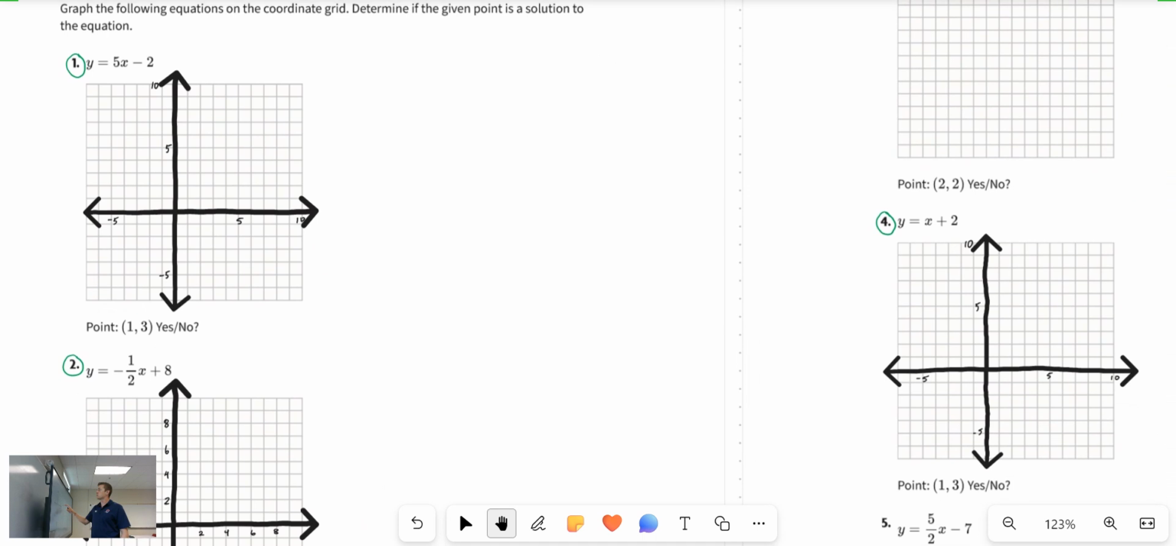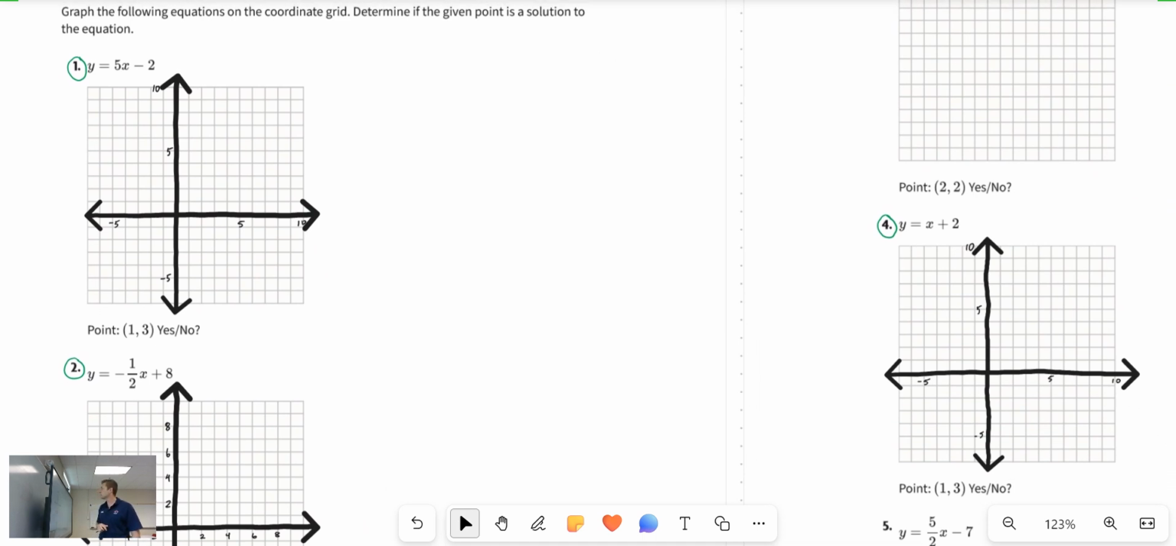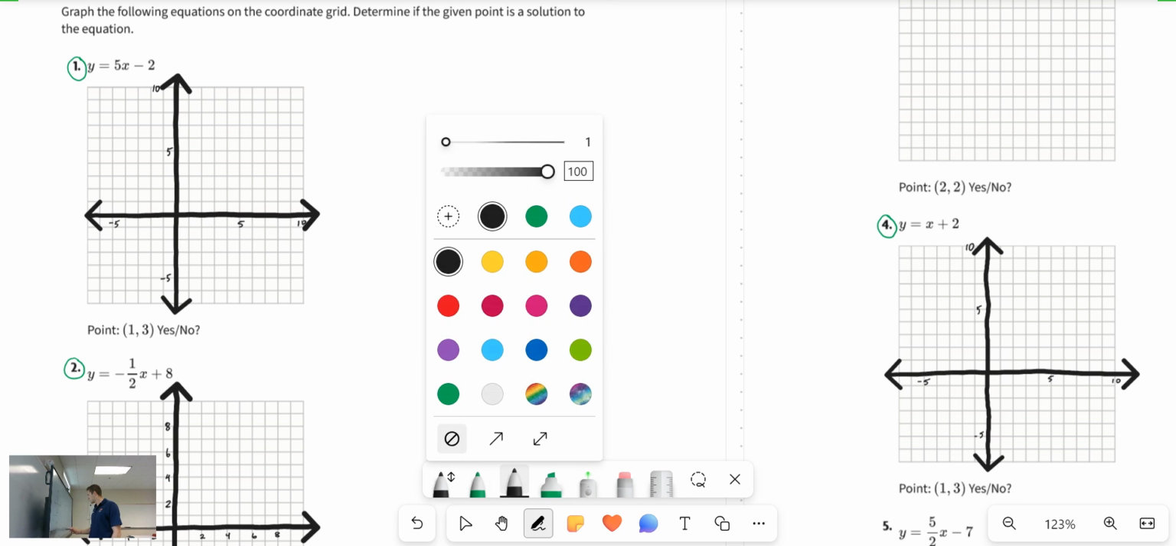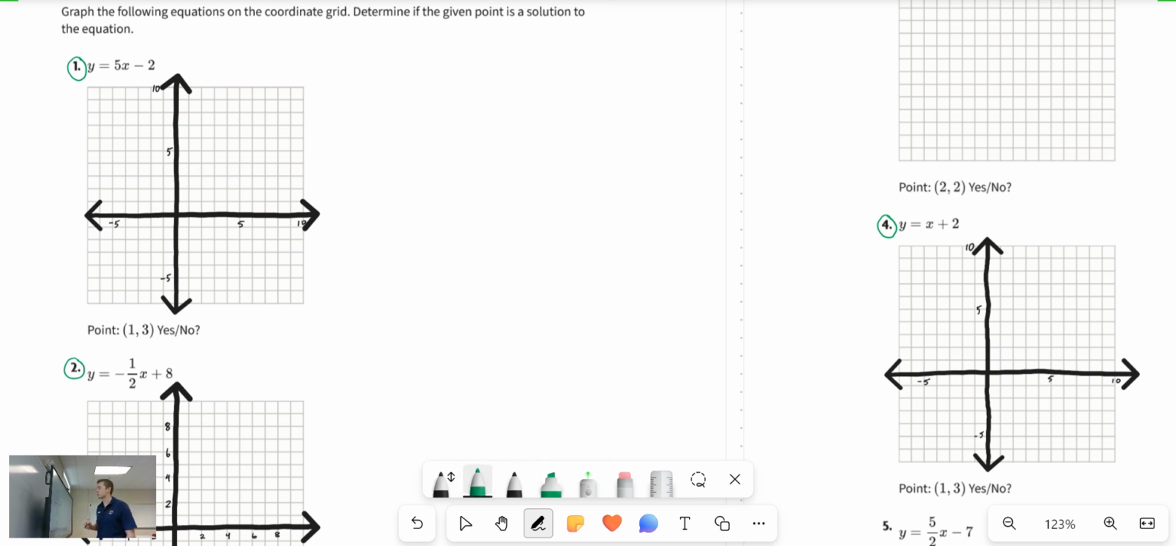Graph the following equations on the coordinate grid. Determine if the given point is a solution to the equation. All right, so we've got our equation here, so we've got to graph that first. We'll do this first one in green, that'll work. So y equals 5x minus 2.